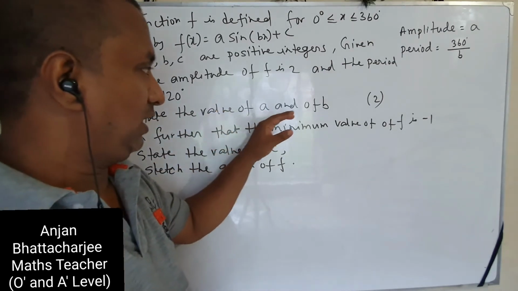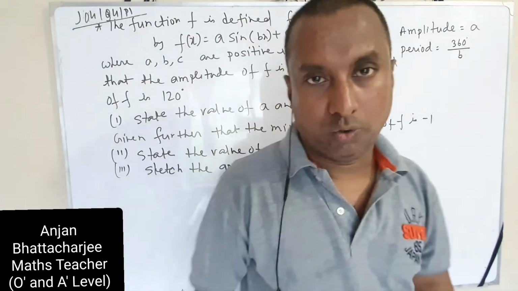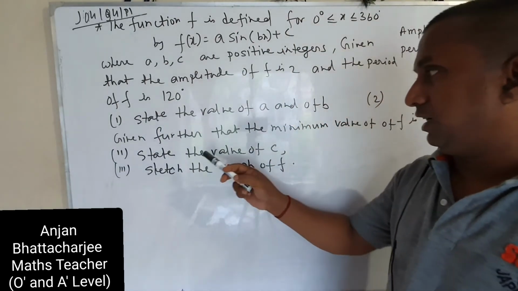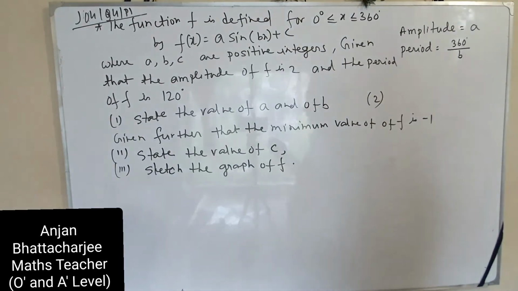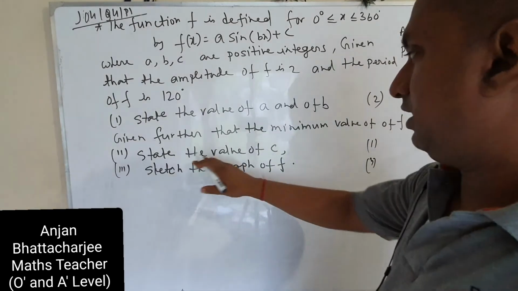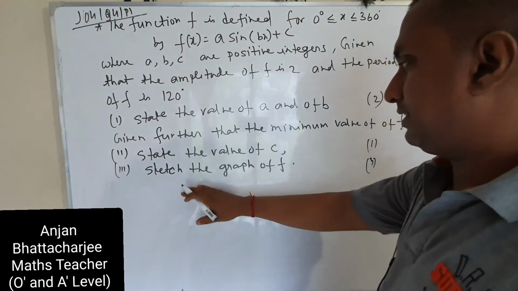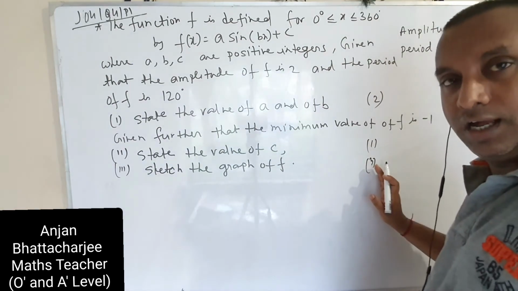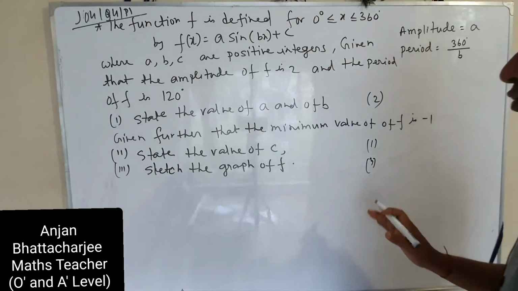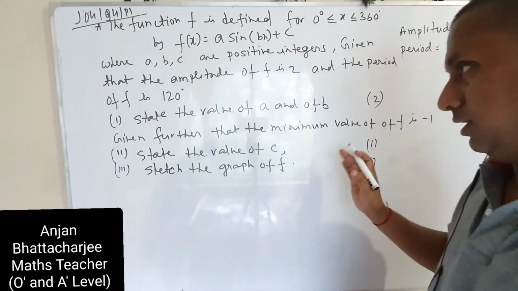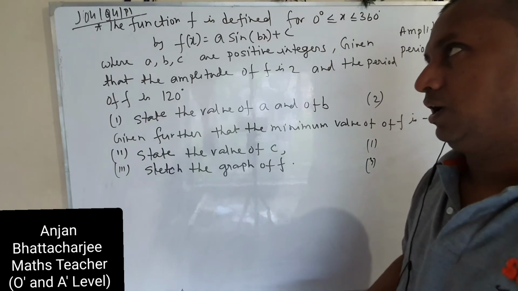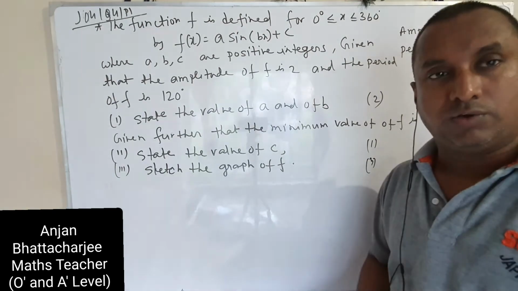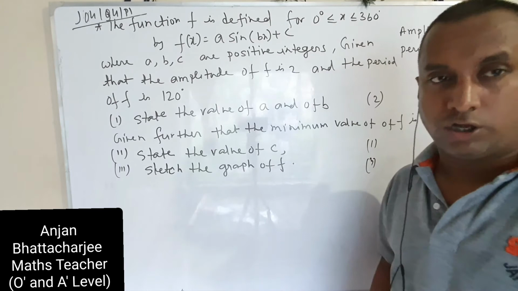Now see, there are a few marks given. State the value of a and of b. There are 2 marks. Now given further that the minimum value of f is -1, state the value of c, that is 1 mark, and sketch the graph of f, that is 3 marks. Okay, so we will solve these question papers, and we will see one more question from question papers. Okay, so see what ways to solve this one.